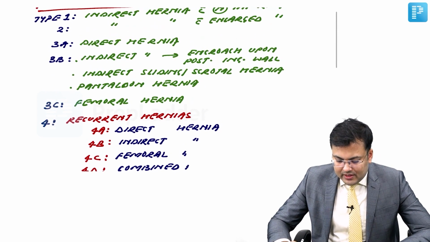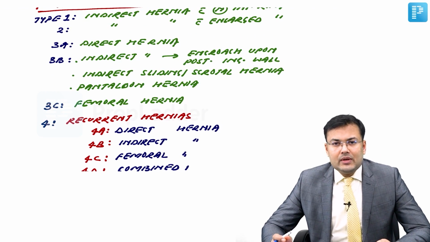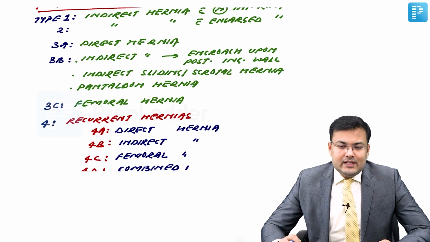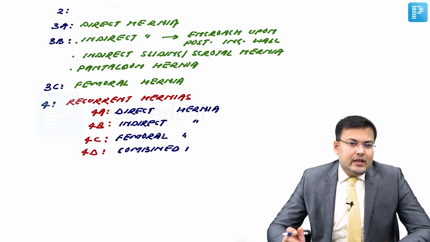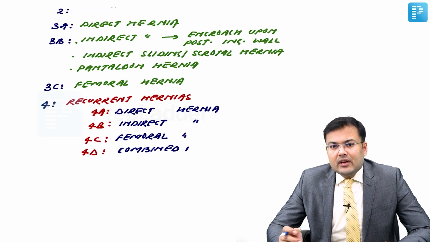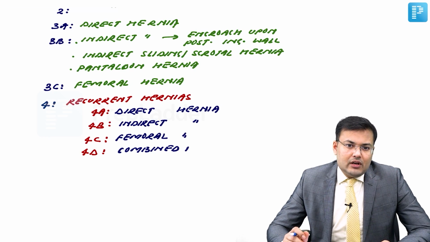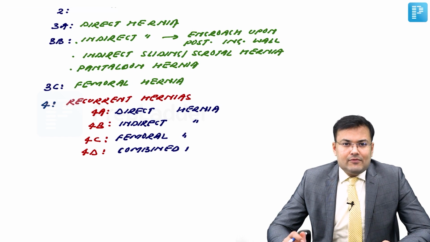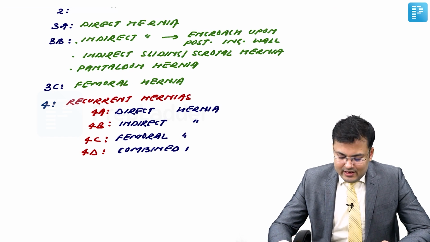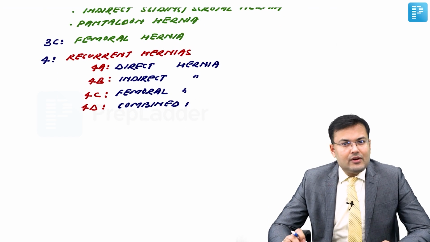So easy to remember. Type 1 indirect hernia with normal ring. Type 2 in which there is enlarged internal ring. Type 3A is direct hernia. 3B includes indirect hernia encroaching upon the posterior inguinal wall, or indirect sliding or scrotal hernia, or pantaloon hernia. 3C is femoral hernia, and 4 includes the recurrent hernia, which is divided into 4A, 4B, 4C, 4D.